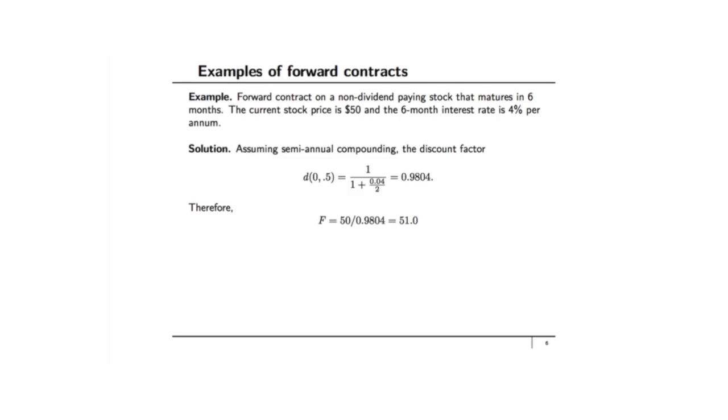Here's an example. A forward contract on a non-dividend paying stock that matures in 6 months. The current stock price is $50. The 6-month interest rate is 4% per annum, assuming semi-annual compounding. Why semi-annual? Because the maturity is 6 months, so I'm taking the largest period that is associated with the problem. What is the discount factor? It's going to be 1 divided by (1 plus the annual interest rate divided by 2). The discount factor turns out to be 0.9804. And therefore, F, the forward price, is going to be the spot price, 50, divided by 0.9804, and turns out to be $51.